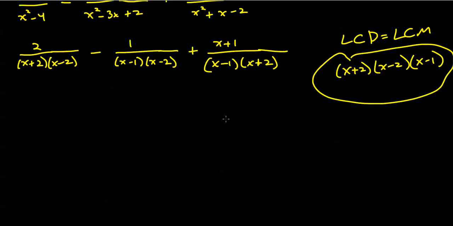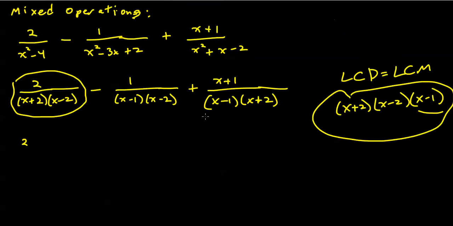Alright, I'm going to try to write small here and keep things organized. I'm going to multiply this first expression, top and bottom, by the missing factor. Well, for this one it's x minus 1. There's no x minus 1 in the denominator. So 2 times x minus 1.